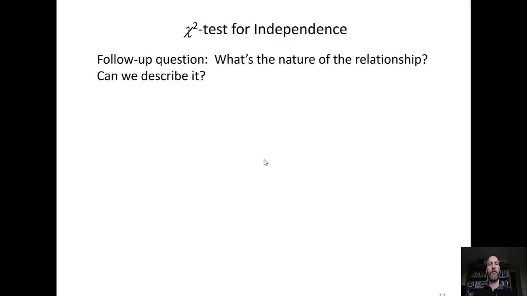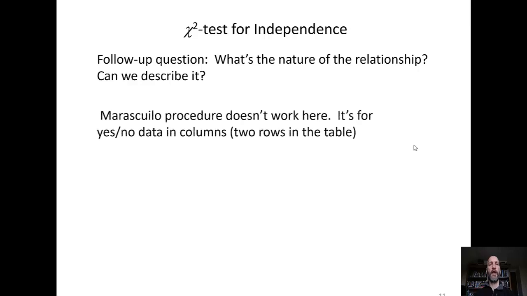Now that we've rejected the null hypothesis, we want to know what the nature of the relationship is between these two variables, and if there's anything that we can do to learn from that. We're not able to use the M procedure as we did with the test for proportions because this data is not quite the same. We need 2 rows in the table for that to happen. So we're not going to use any procedure.